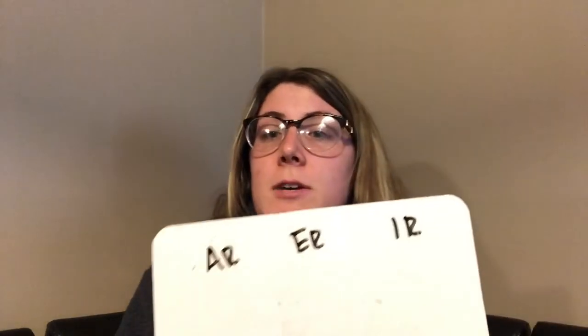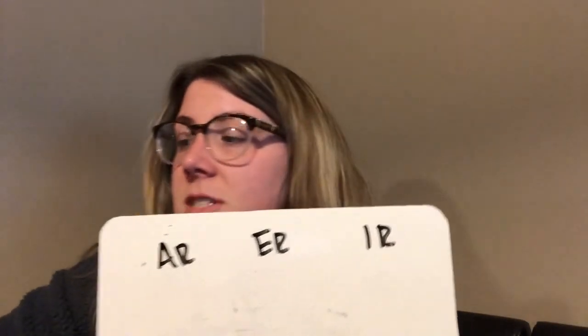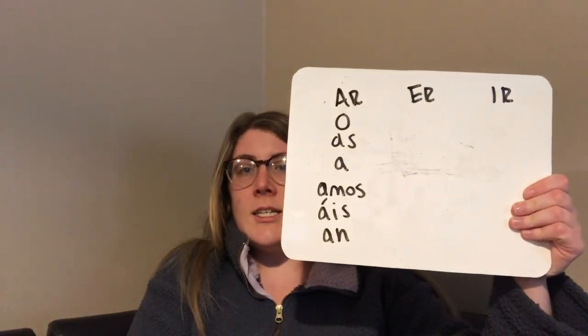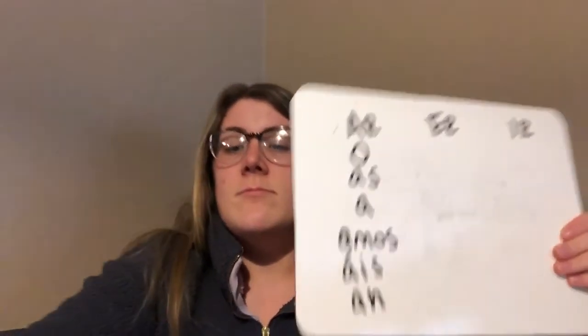So we have the three verb families: AR verbs, ER verbs, and IR verbs. That's it. All right, so AR verb endings. We have o, as, a, amos, áis, an. Our AR verb endings. Those are what we've got.